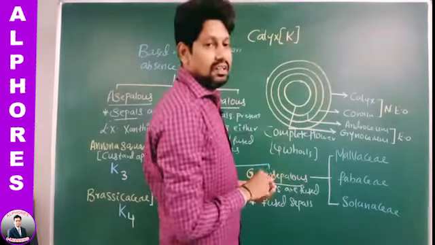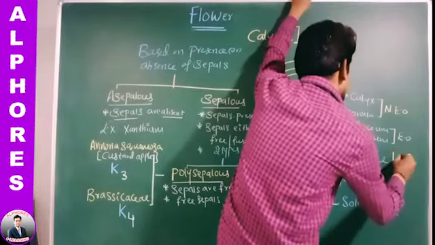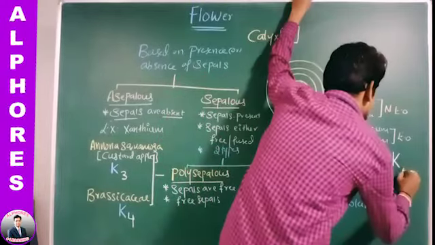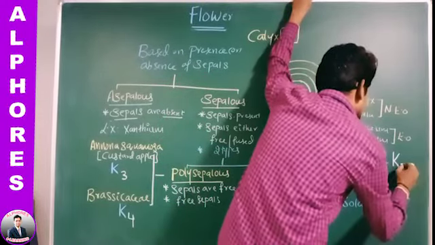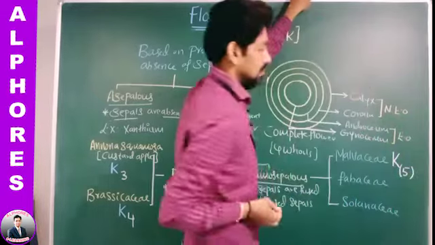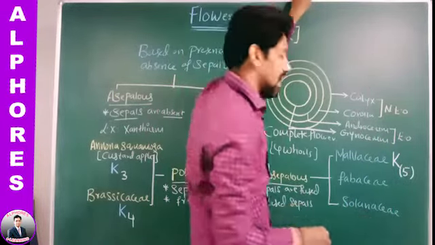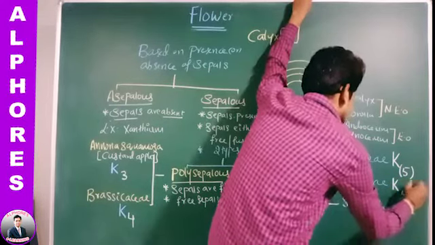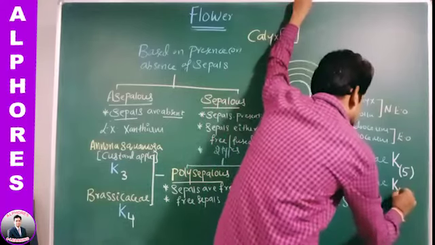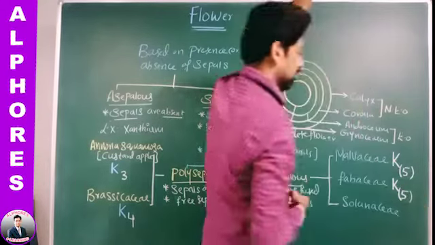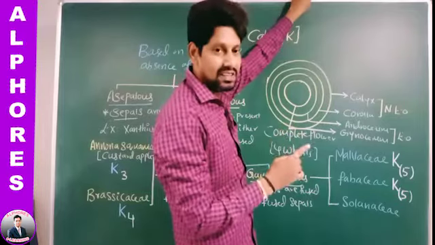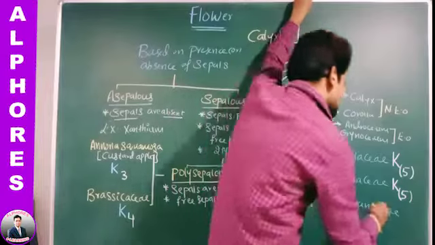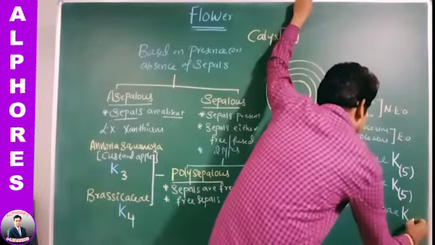In the case of Malvaceae family, calyx contains 5 sepals. These 5 sepals are fused, so I am keeping the 5 in brackets. In Fabaceae family, calyx is with 5 sepals, and these are fused, so 5 is in brackets. If we keep 5 in brackets, it means 5 sepals are present which are fused. Solanaceae family, calyx with how many sepals?